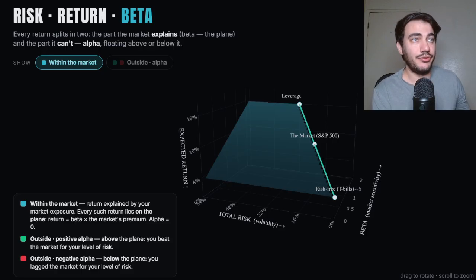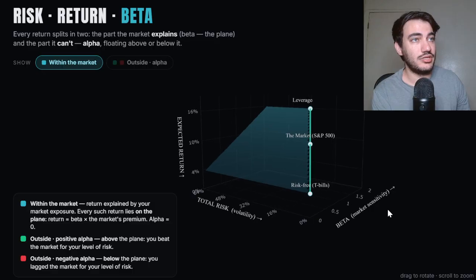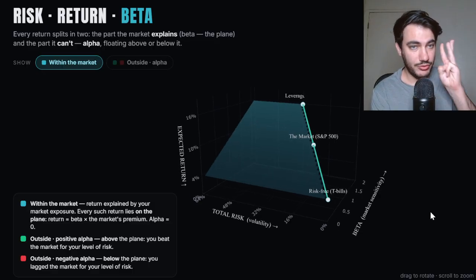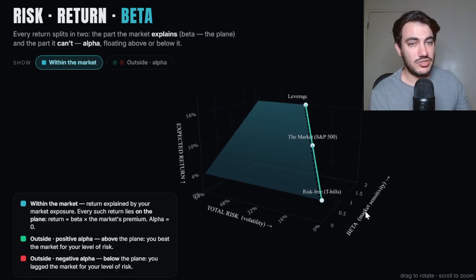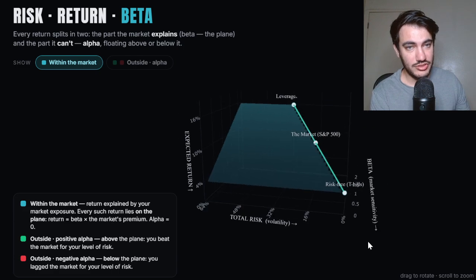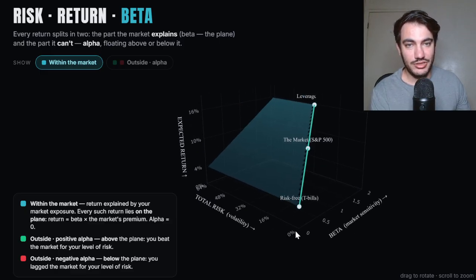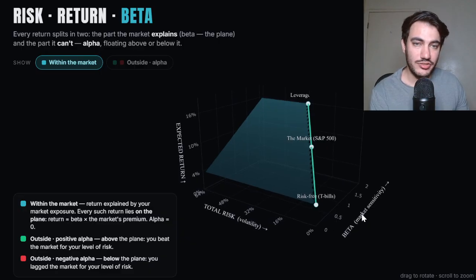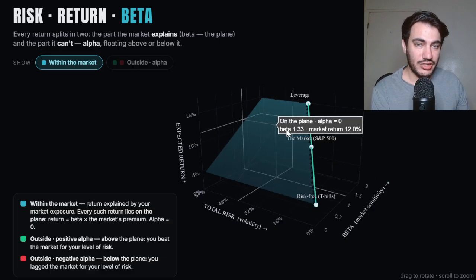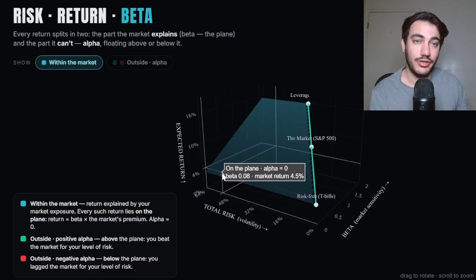It's pretty small, but what this demonstrates is a relationship between three variables. This is your beta, your market sensitivity or market risk. This is your total risk, and this is your expected value. So what this shows is that there are returns that are expected within the market. So everything on this plane is what you could expect from the market.